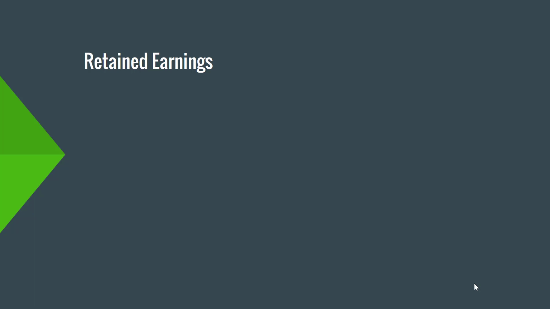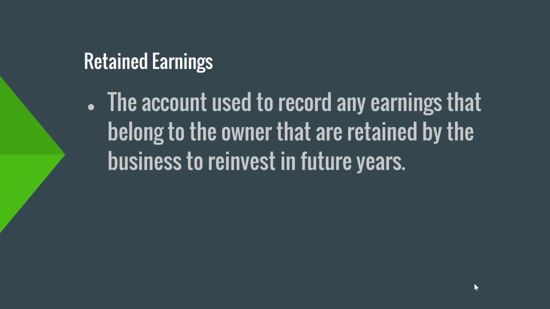The retained earnings account, as a reminder, is the account used to record any earnings that belong to the owner that are retained by the business to reinvest in future years. That's why we call it retained earnings, because they're the owner's earnings that he chooses to retain inside the business so that the business can continue to use it to reinvest into future years. So we're going to be using the retained earnings account to accumulate all of our closing entries for this example. That means that we only need 3 adjusting entries instead of the 4 that we were used to using for sole proprietors. So that's kind of nice.